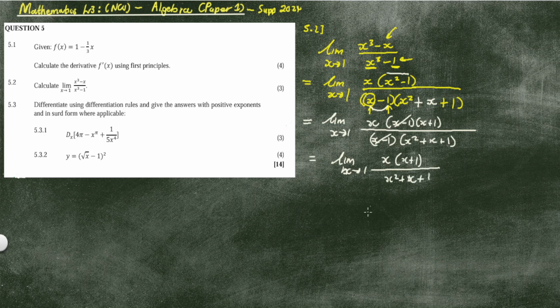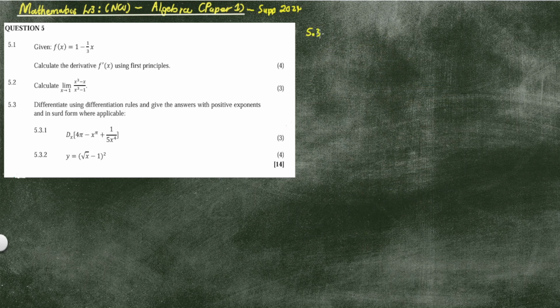Then when we substitute the 1 in there, we're going to have 1 plus 1 over 1 squared plus 1 plus 1. So 1 plus 1, that's 2. 2 times 1, that's 2. 1 squared plus 1 plus 1, that's 3. So this is our final answer for 5.2. Evaluation of the limit gives us 2 over 3.